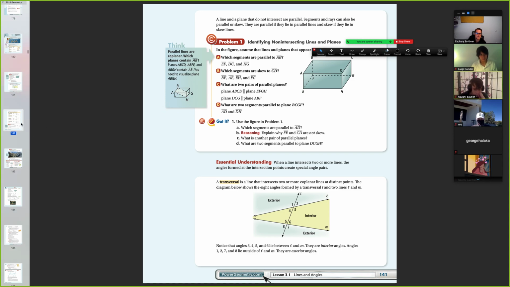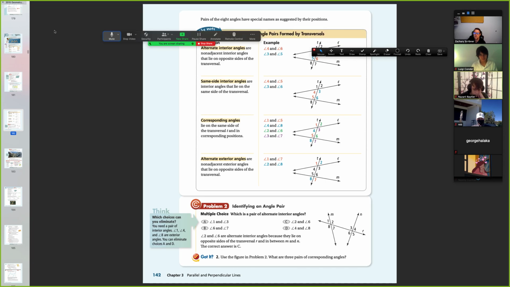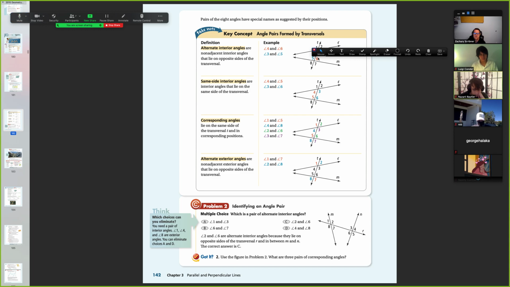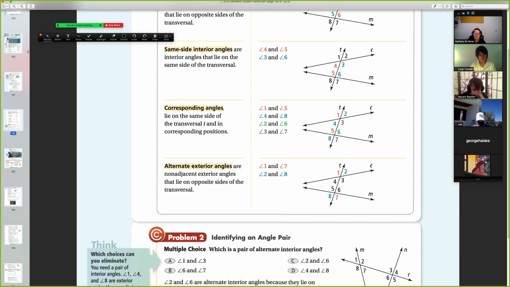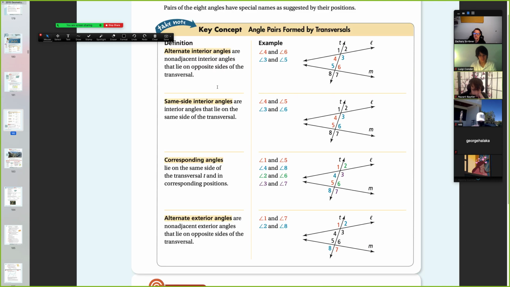Okay? Now, let's move on to the next page. Here we have a few other different ways that we determine angles of lines. Alternate interior angles, you can see by the drawing here, 4 and 6, they're alternating interior, and 3 and 5 are also alternating interior. If we move down to the bottom here, alternating exterior, see 7 and 1, 2 and 8. They're alternating, meaning they're not on the same side.